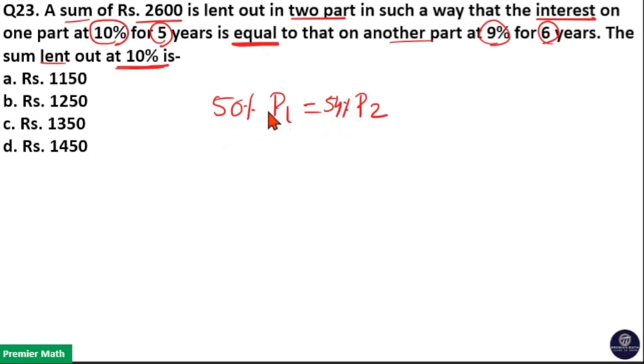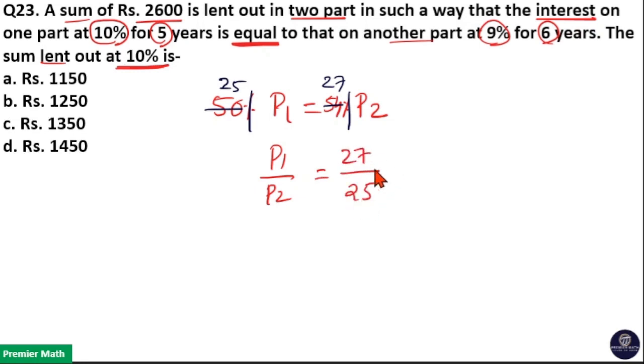Now, 50% of principal 1 is equal to 54% of principal 2. If I cancel percentage and percentage, and divide by 2, 2 goes 25 times in 50 and 2 goes 27 times in 54. Now, principal 1 by principal 2 is equal to 27 by 25. If I add these two parts, 27 plus 25 is equal to 52 parts. This 52 parts is equal to the total sum 2600.